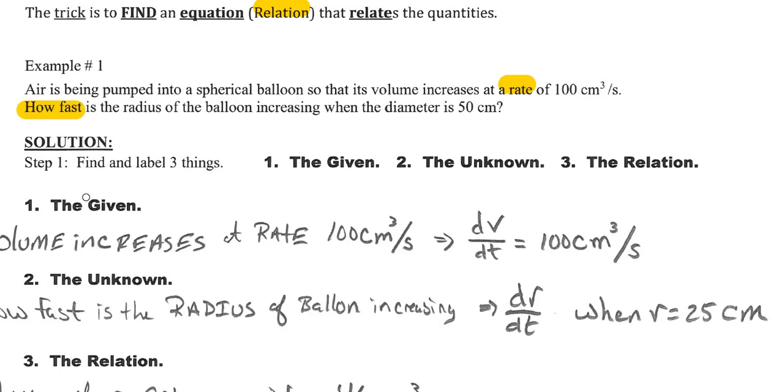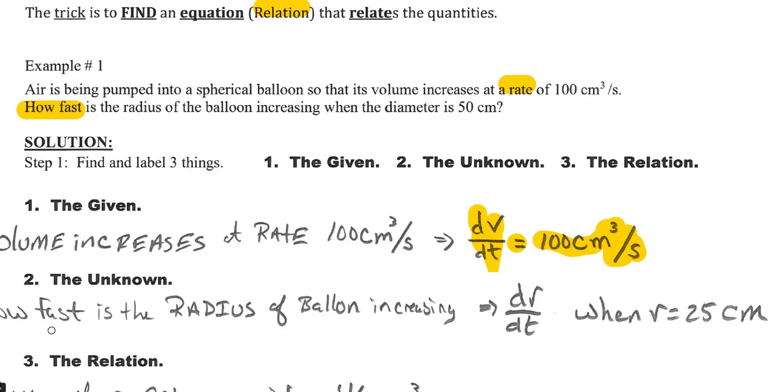I always find these three things. In step 1, I find the given, the unknown, and the relation. Number 1, the given. We are given that volume increases at a rate of 100 centimeters cubed per second. The volume increases at this rate. In calculus terms, that's dV/dt, the change in volume with respect to time, is equal to 100 centimeters cubed per second.